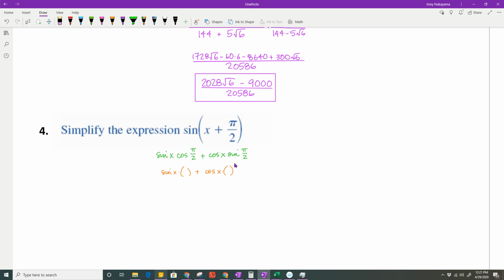putting parentheses where I'm actually going to put a number. What is the cosine of pi over 2? 0. What is the sine of pi over 2? 1. And so you'll see sine of x times 0, that first term is going to go away. Cosine of x times 1 is just cosine of x.